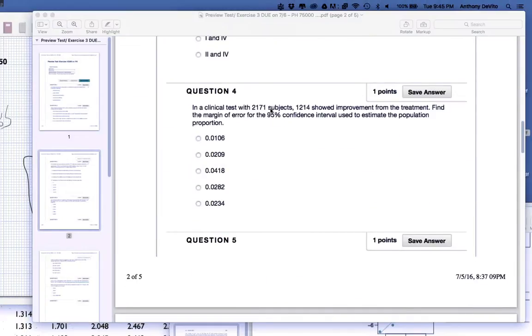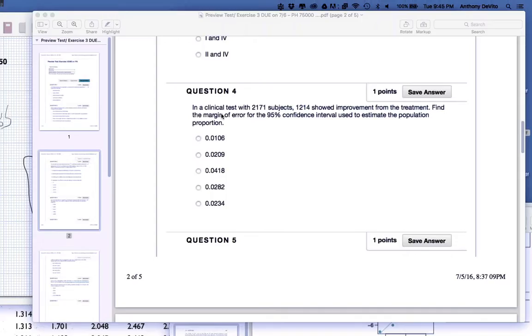In a clinical test with 2,171 subjects, 1,214 showed improvement from treatment. Find the margin of error for a 95% confidence interval used to estimate the population proportion.